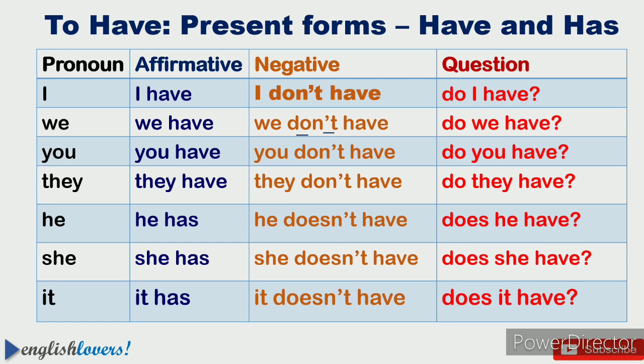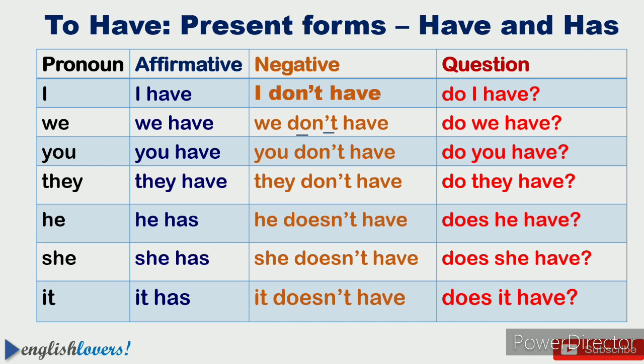So let us see some examples. I don't have a house, it means I do not possess a house, I am not the owner of the house. He doesn't have a house, or she doesn't have a book, it means she doesn't possess a book, she is not the owner of the book. So here simply a negative thing is mentioned.